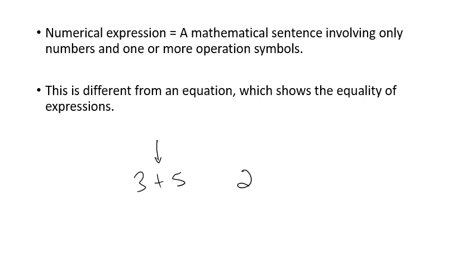Now, if I say 2 times 2 times 2, this is also a mathematical expression. I've got one or more, in this case 2 operators. I have my 2 multiplication signs. I'll make them a little bit bigger here. So I got 2 multiplication symbols. I got 3 numbers. And so this also works as a numerical expression.